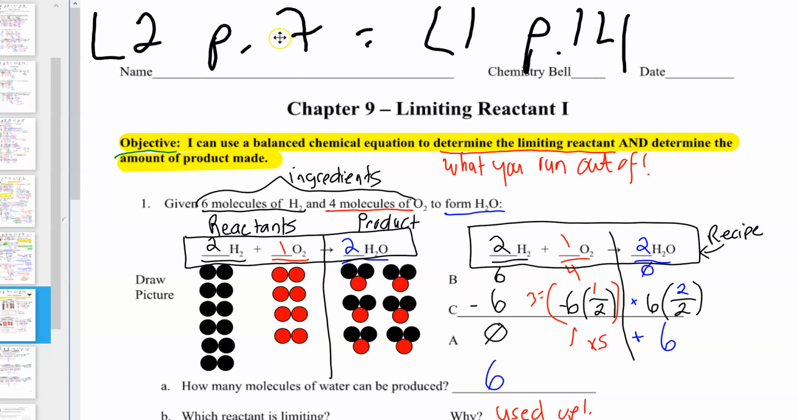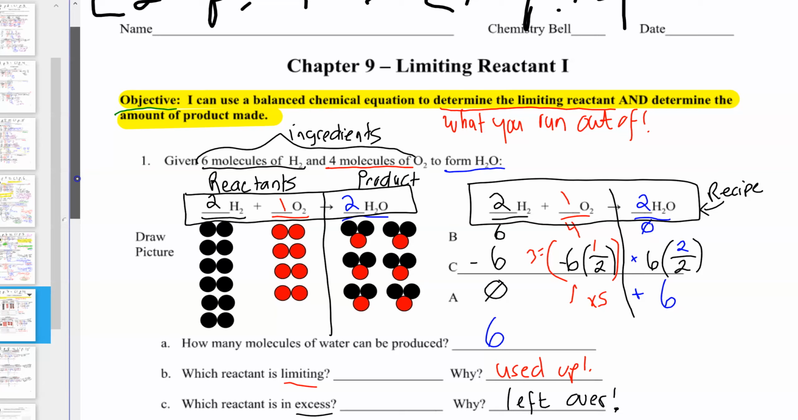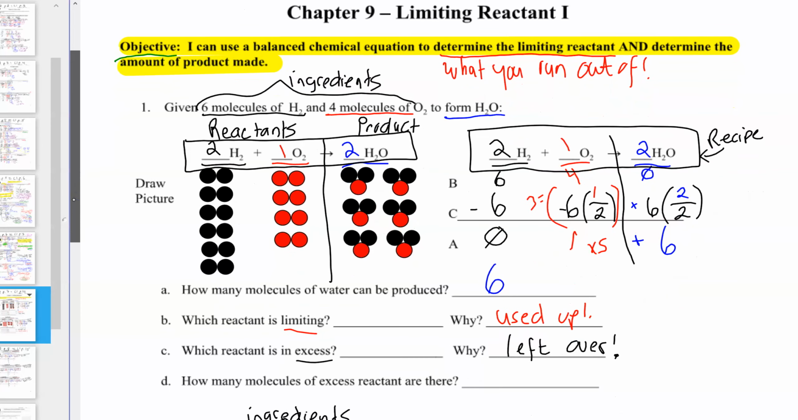If you're in Level 2 Chem, this is your page 7. If you're in Level 1 Chem, this corresponds to your page 14. Let's look at the objective. Remember, you should have already done this homework, and now we're just checking your work and going over explanations.